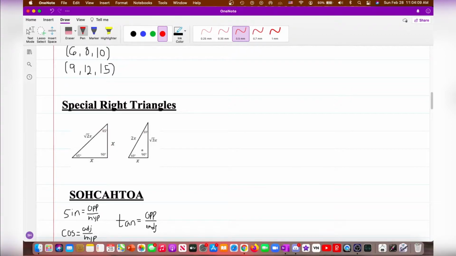Okay, and on 30, 60, 90, the hypotenuse is going to be 2x, the shortest leg is going to be x, and then the longest leg is going to be x root 3.